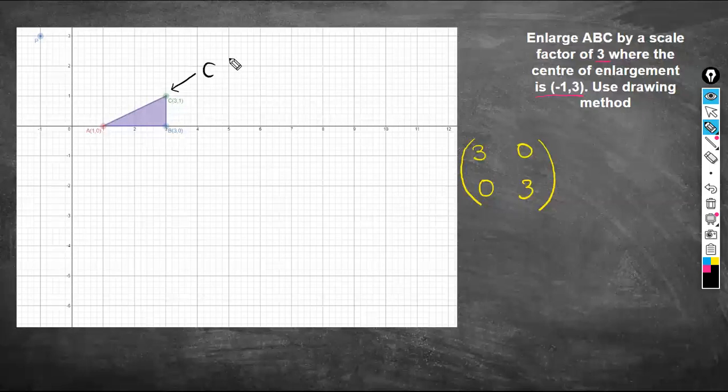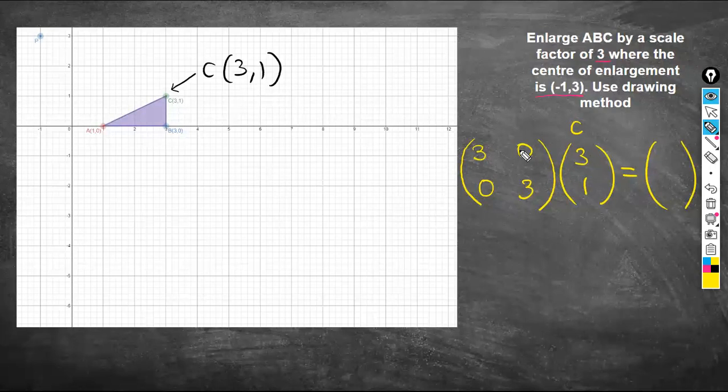Like point C, I'll write it bigger, is (3, 1), right? So for point C, you write it vertical. Point C is (3, 1). If we multiply it by this matrix, what do you think you would get? You're essentially making each point 3 times larger. So at the end of the day, you will get (9, 3). You're multiplying each point by 3.